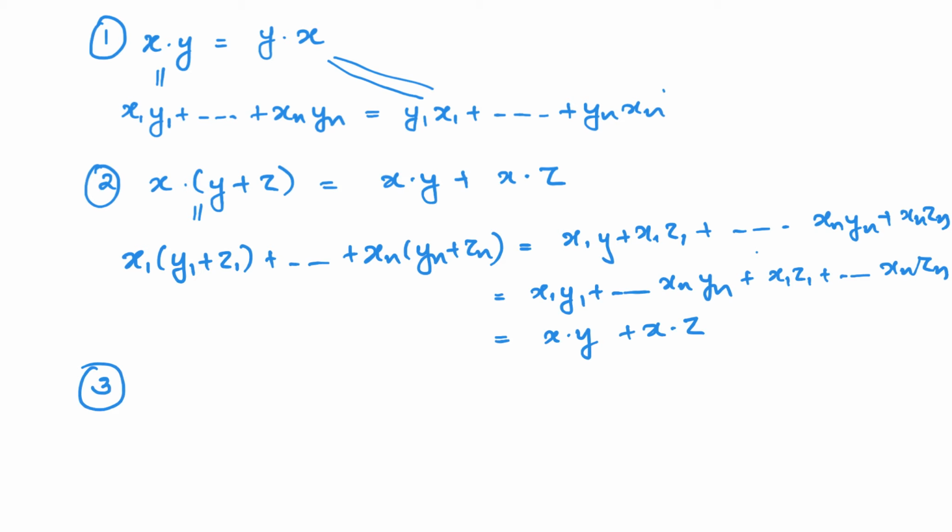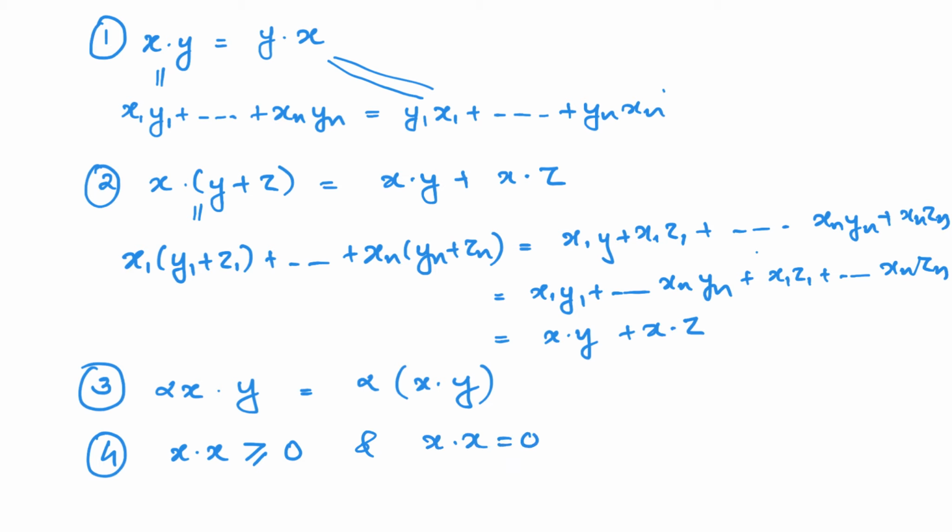Next, we can show that alpha times x dot y is equal to alpha times x dot y. This again is simple computation, and therefore I am now going to leave it as an exercise. Finally, you can also check that x dot x is always greater than or equal to 0, and x dot x is equal to 0 if and only if x is equal to 0. Once again, I am not going to prove it. It's a simple exercise and I leave it up to you.